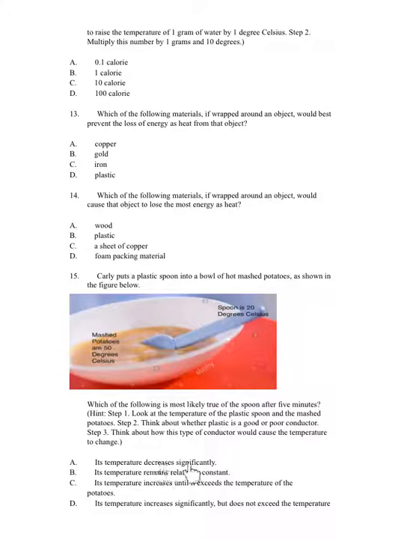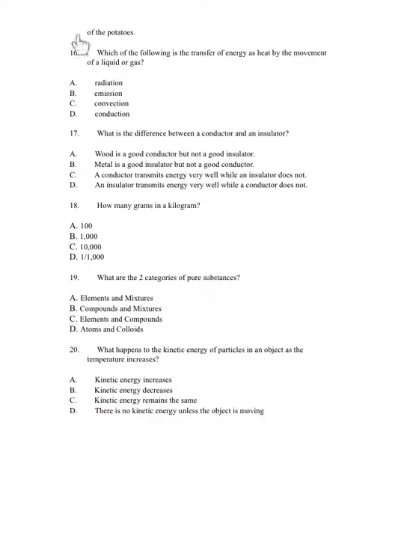A. Its temperature decreases significantly. B. Its temperature remains relatively constant. C. Its temperature increases until it exceeds the temperature of the potatoes. And D. Its temperature increases significantly, but it does not exceed the temperature of the potatoes.